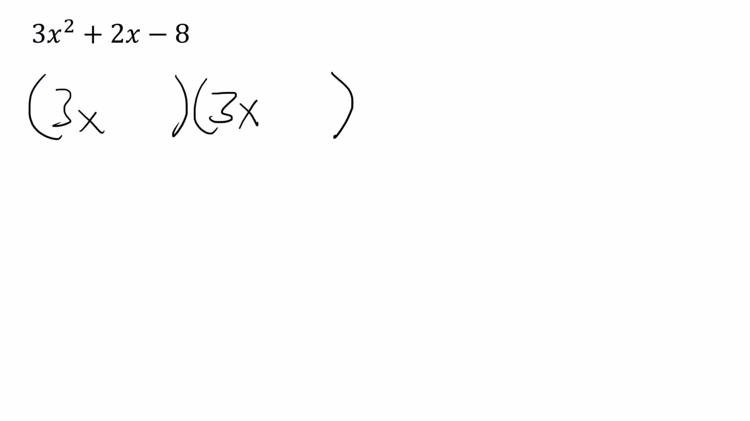You may be thinking, well, that's incorrect. 3x times 3x is 9x squared. But the Berry method has a special trick later on that we're going to use to fix that. In the meantime, we have to multiply our a term and our c term. So our a coefficient is 3, and our c constant is negative 8. 3 times negative 8 should give us a negative 24.